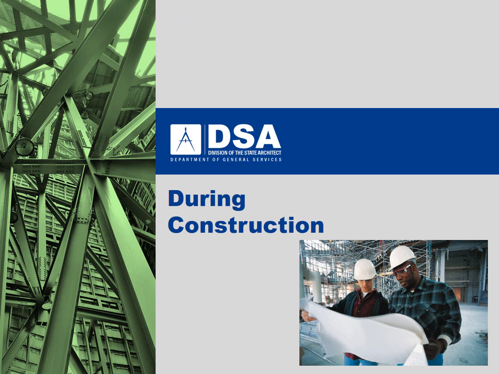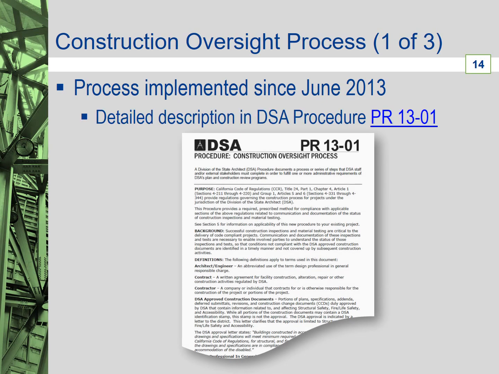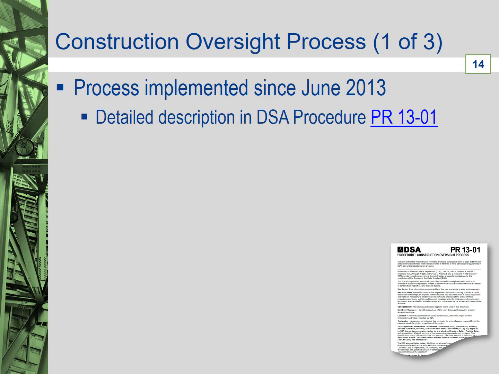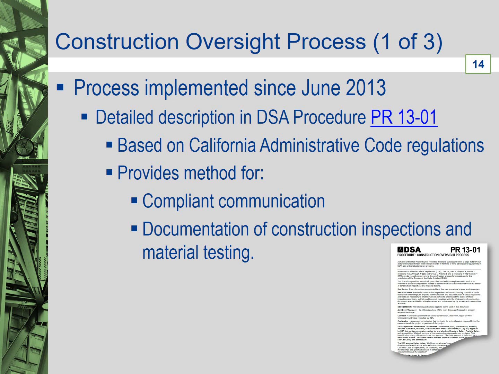We now will move to the next stage, during construction. DSA Procedure PR 13-01 describes the details of DSA's construction oversight process, improving methods that facilitate certification since June of 2013. This procedure is based on current regulations in the California Administrative Code, which is Part 1 of the California Code of Regulations, Title 24. It provides the required and code-prescribed method for compliant communication and documentation of construction inspection and material testing.